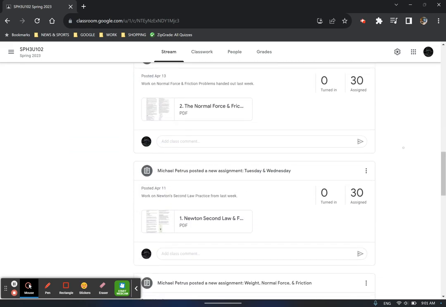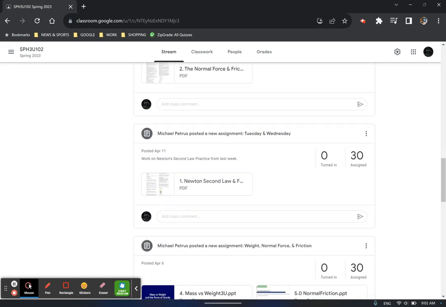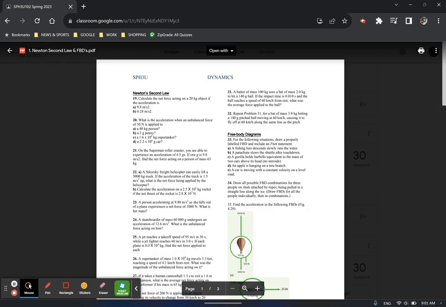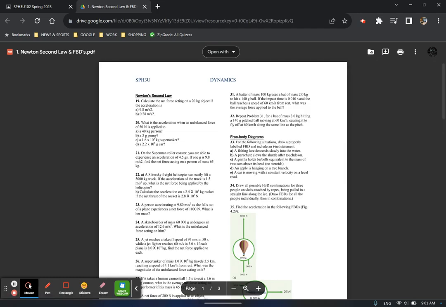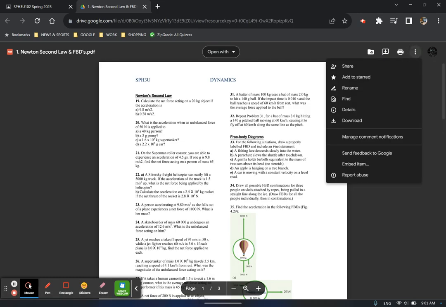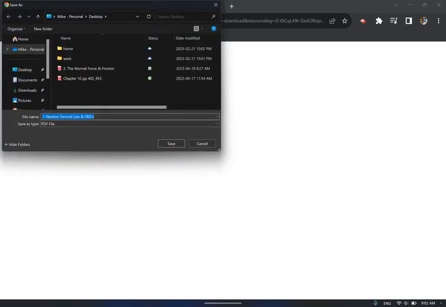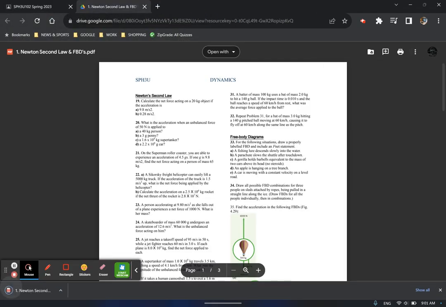So I'm going to go down to Newton's second law, and I'm going to talk my way through this just because I like to talk to myself. And I'm going to download it, and then I'm going to put it into OneNote.